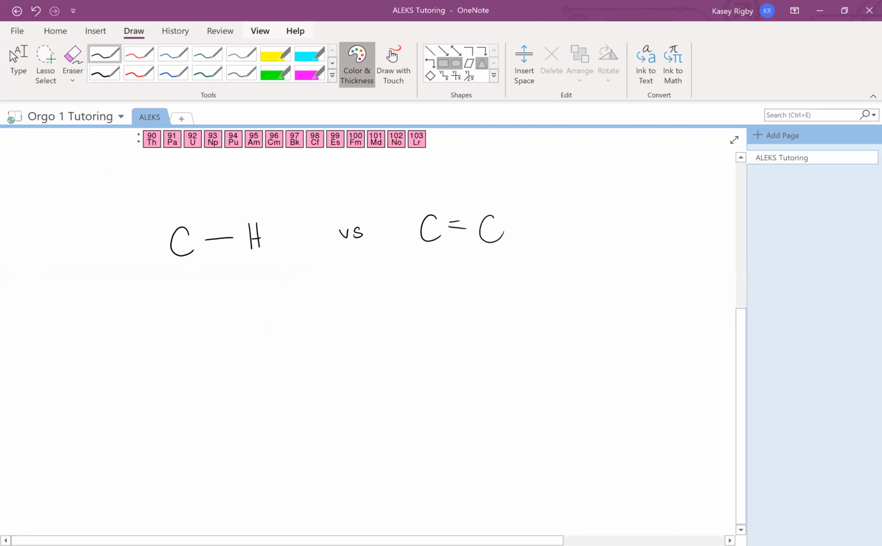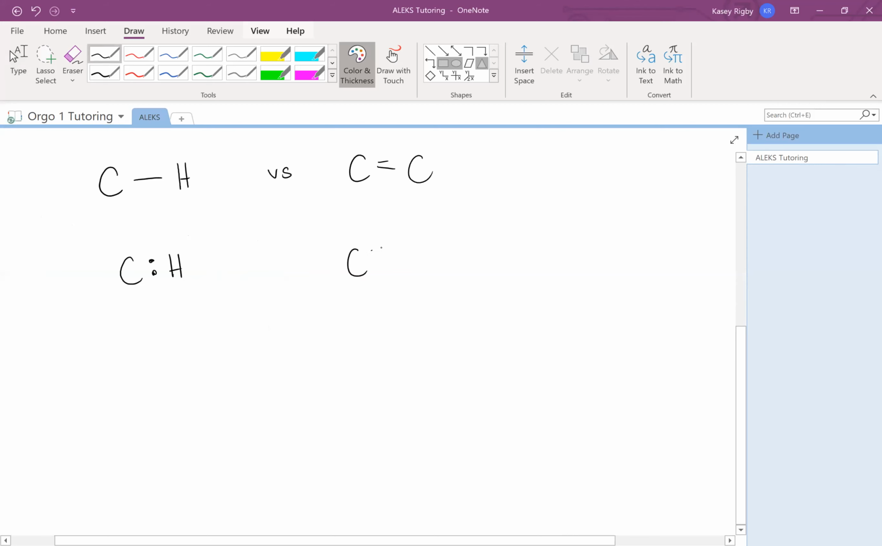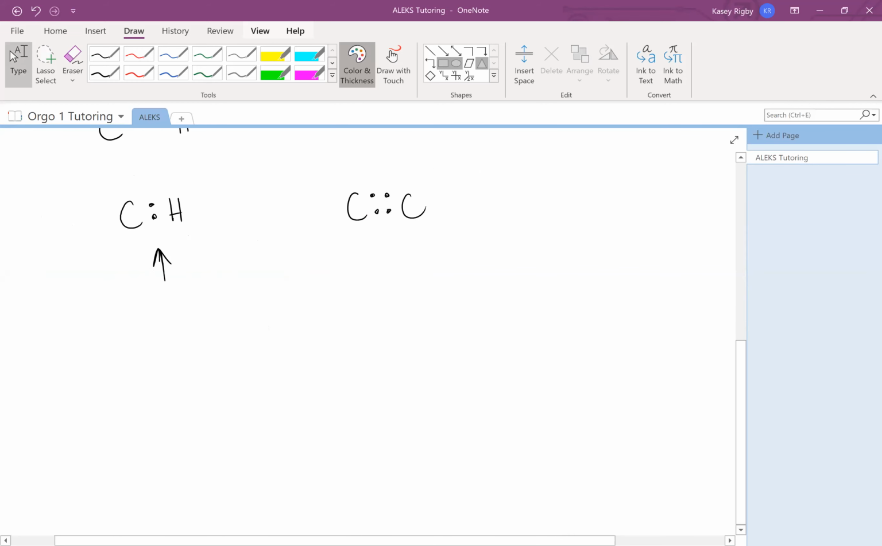When we look at a C bonded to an H, if we look at the actual electrons, it looks like this. And a C double bonded to another C looks like this. When we're looking at C bonded to an H, these electrons are of like charges, so they're going to push each other away as far as possible. So we're going to look at something sort of like this, with one of the nodes colored in, but we're not going to worry about that right now. We're pushing the electrons as far away as possible from one another.